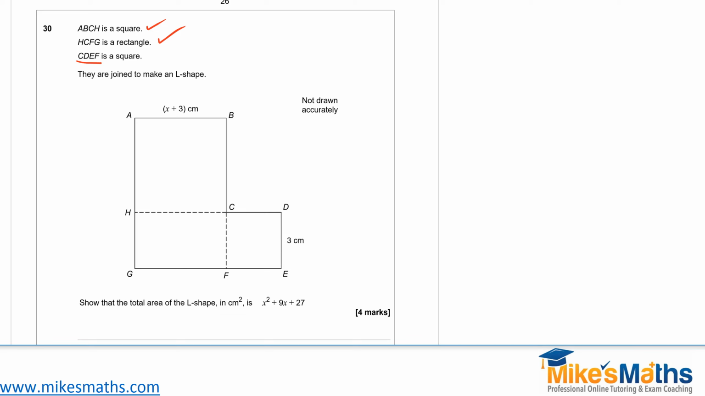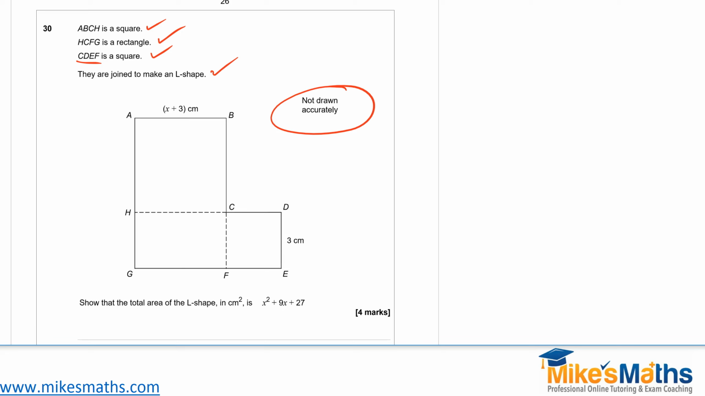Okay, CDEF is a square, so it is. Okay, so I'm completely understanding everything so far. Next bit, they are joined to make an L shape. Well, yes, I can see the L shape in the diagram. So that's nice. We've understood everything to that point. This is also sometimes important information, that the diagram is not drawn accurately. That means we can't measure anything because it's not accurate.